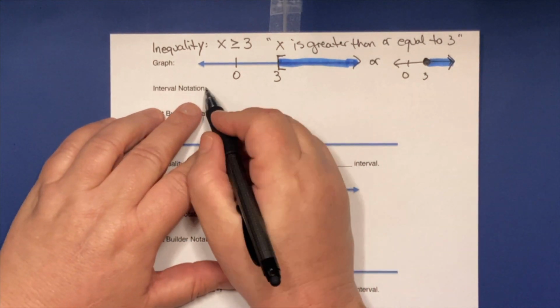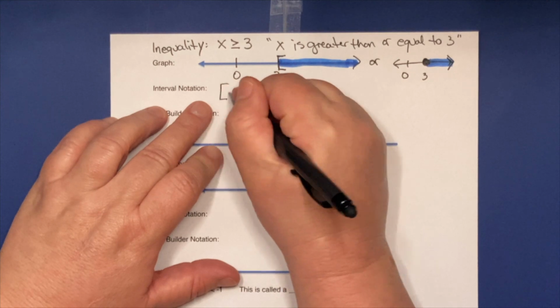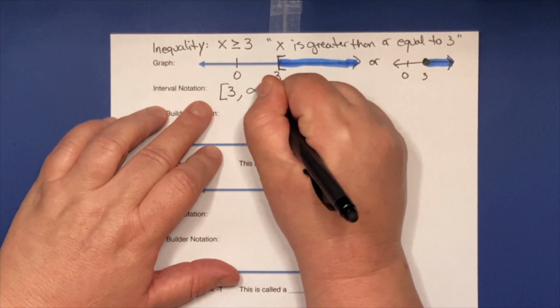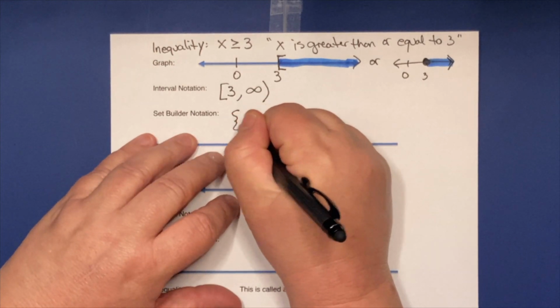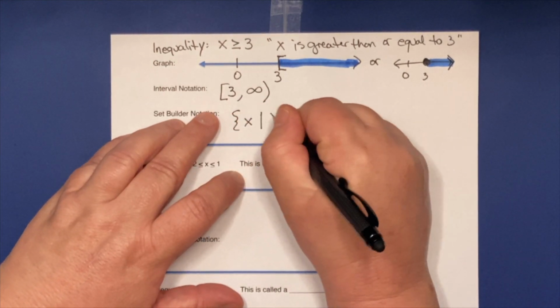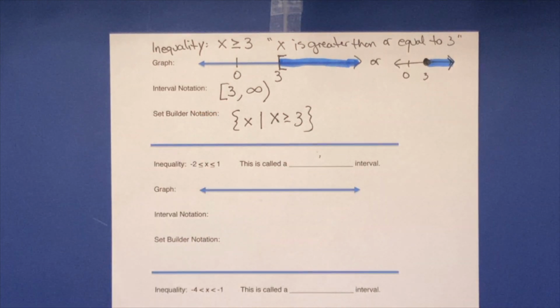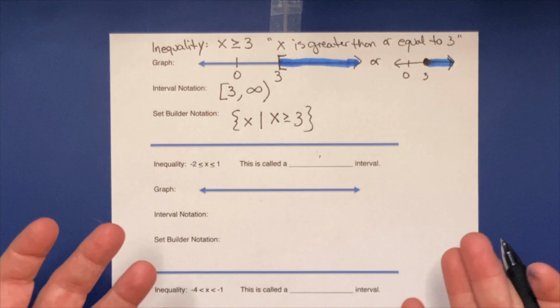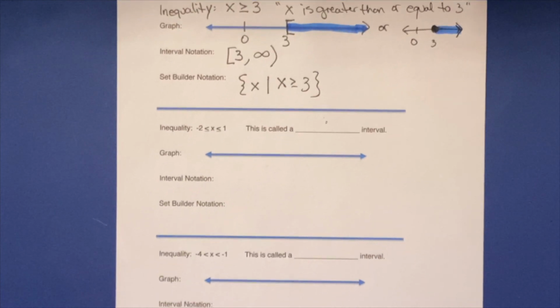Okay, interval notation. Again, we start with the 3, and it's in a bracket because it is included, and we go all the way to infinity. And set builder notation, x such that x is greater than or equal to 3. And again, that's for now. Later on, there will be tons and tons of stuff you can pack into this. But for now, that's fine. It's your lovely little starter set builder notation.